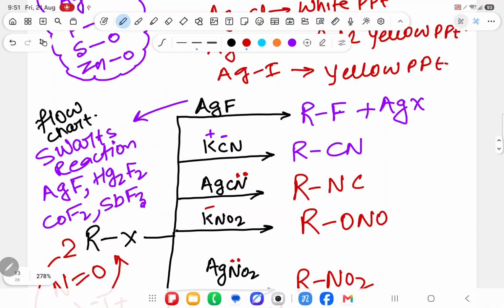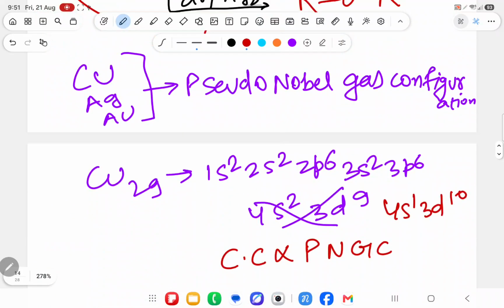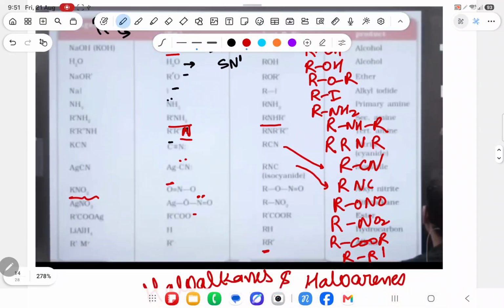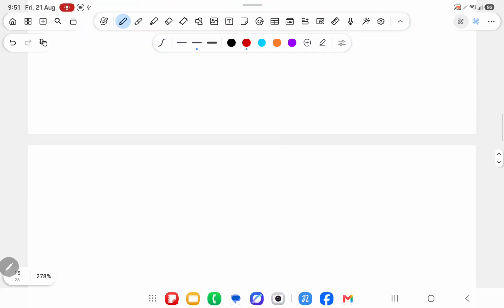See how many things you have to remember. First this flow chart, then after that you have to see all these reactions, what is going to happen inside the particle of this reaction. Understood, everyone? Yes sir, understood. Now we are going to start the next part of the topic, that is called halogen exchange.